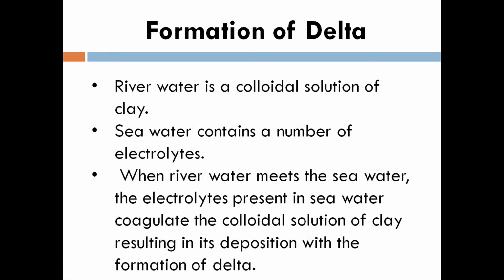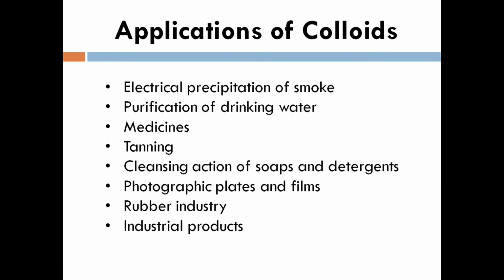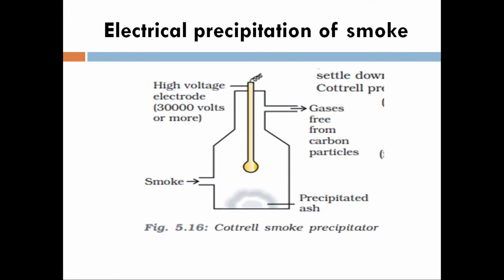Soils are also colloidal solution. Delta is the topic of geography, but there is chemistry behind it, because our like you know river water is actually a colloidal solution of clay. But when it goes into the river, then lots of minerals are there, so excess of electrolyte coagulated. So coagulation of river colloidal solution will give rise to formation of delta. Then we have other applications also.